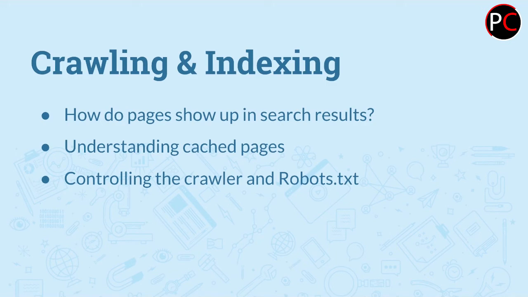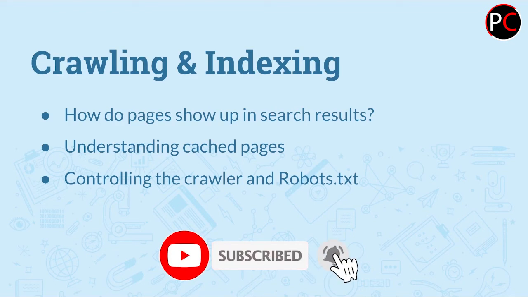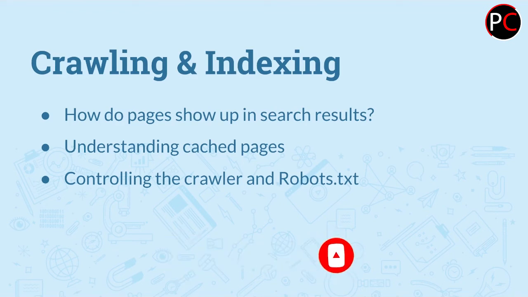And then we'll answer this critical question, which is, how do we control what the search engines actually see on our site? Are there relevant things inadvertently blocking the crawler from pages that are important to us? So we're going to say, how do we control the crawler? And we're going to look at this concept called robots.txt.